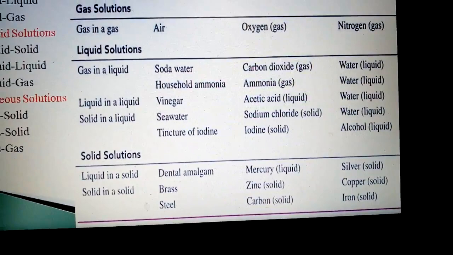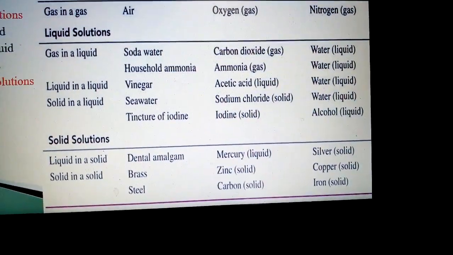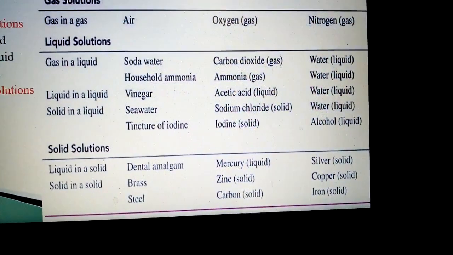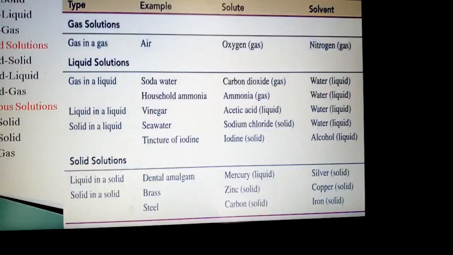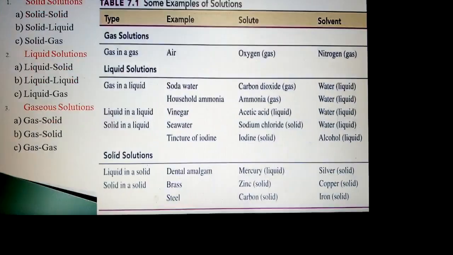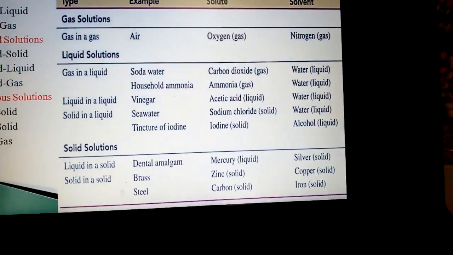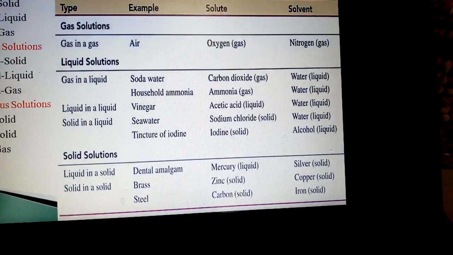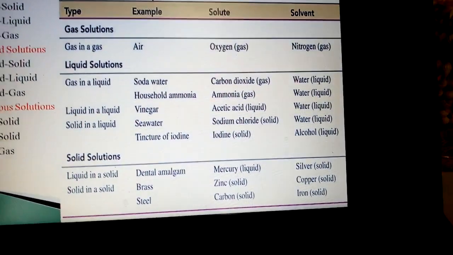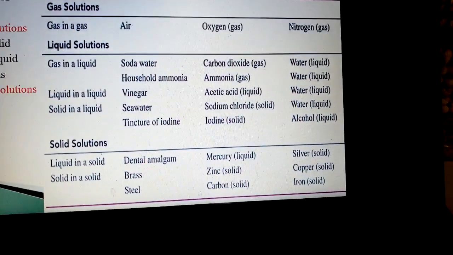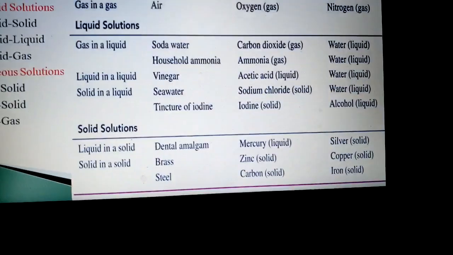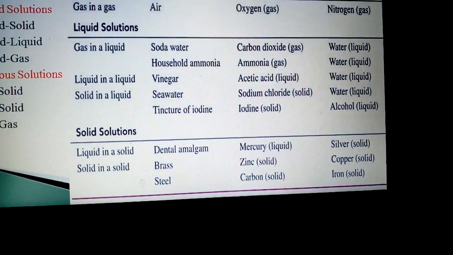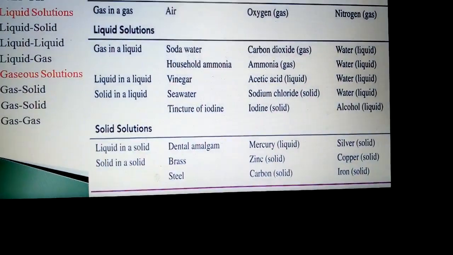In the liquid-liquid state we can take the example of binary solutions of alcohols, like ethanol or methanol in water, 10% ethanol, 10% methanol in water, where the alcohol also exists in the liquid state, and water is present in larger quantity as a solvent. We can also visualize in that slide vinegar, where acetic acid acts as a solute, while water acts as a solvent.